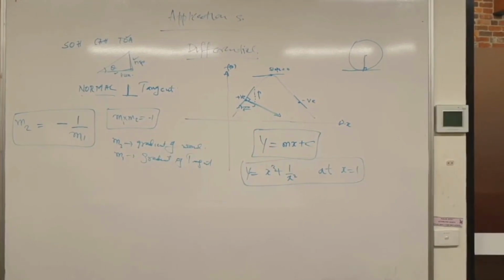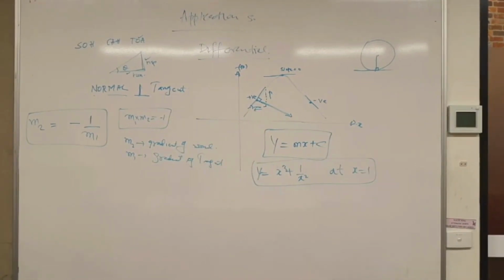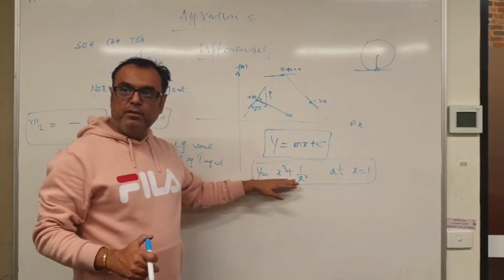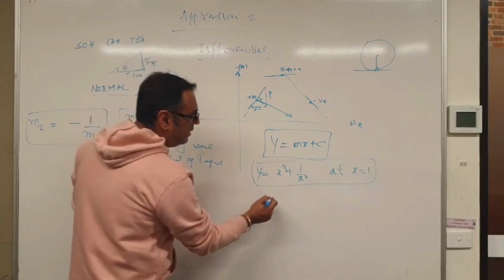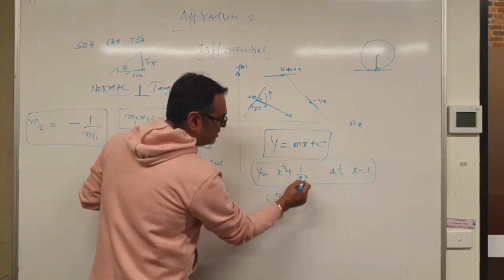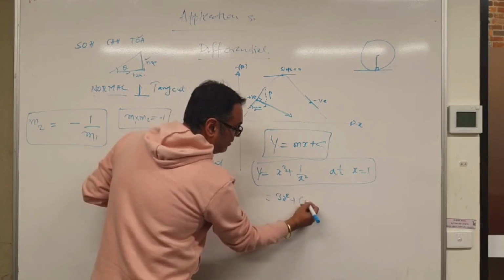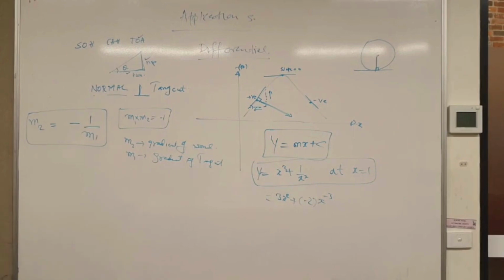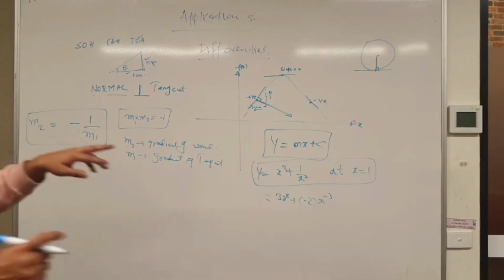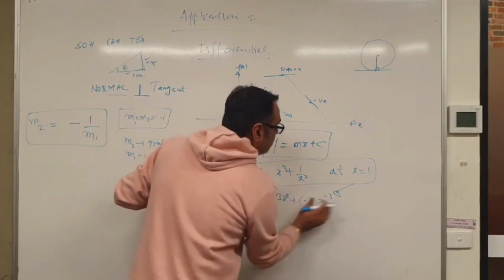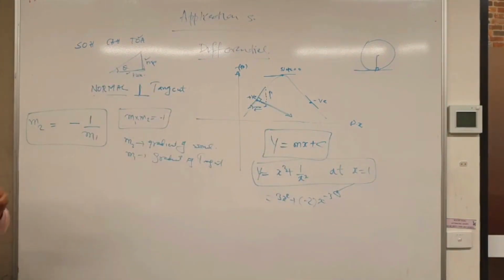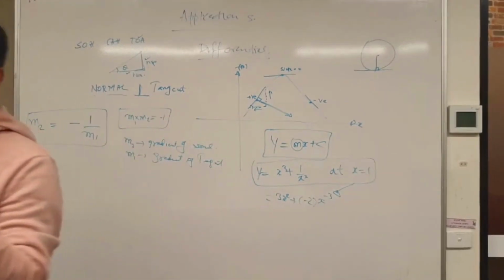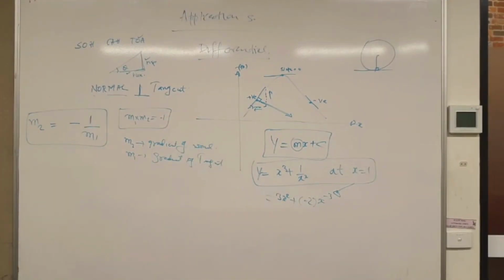Differentiate. Differentiate the function so that you get the slope, the expression of the slope. So the differential would be 3x squared plus, this x is to the power of minus 2, so you have minus 2 x to the power of minus 3. Correct? And then since you're finding at x equals 1, plug x equals 1 in and find a value. That is the gradient of the tangent. The value of the gradient of the tangent. Right?